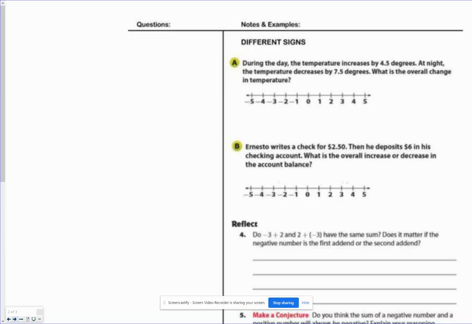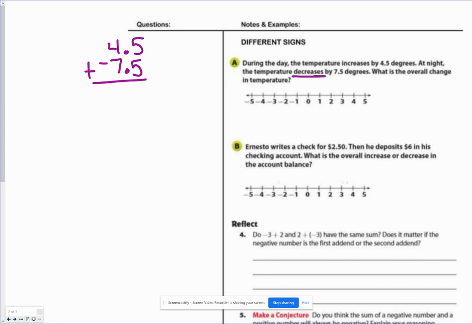During the day, the temperature increases by 4.5 degrees. At night, the temperature decreases by 7.5 degrees. What's the overall change? Well, we have different signs here. We have 4.5 plus a negative 7.5. Why is it negative? Because that was a decrease. That decrease means negative.